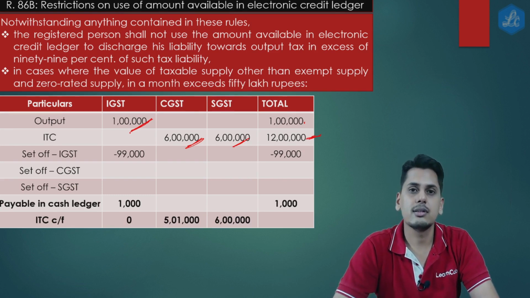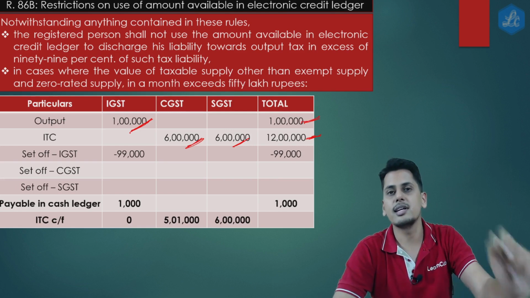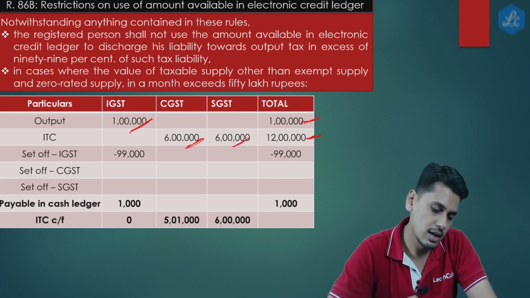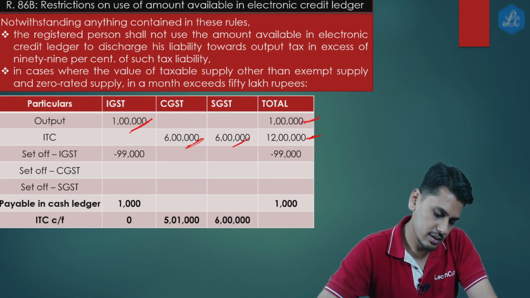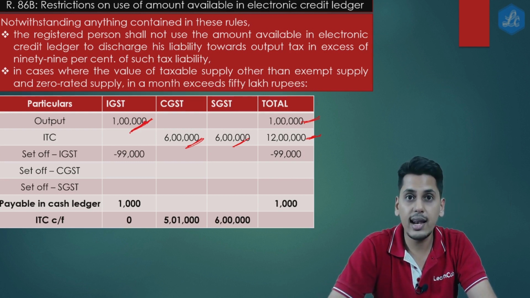Now, friends, 86B needs to be complied with. Total liability is 1 lakh. At least 1% needs to be paid through cash. So now, this 99,000 which is there, this 1 lakh is the output.